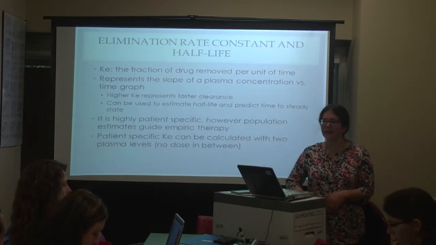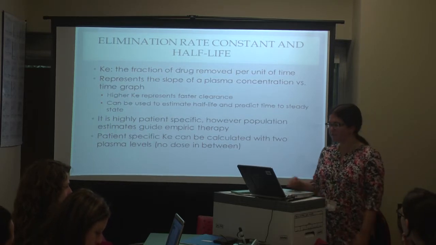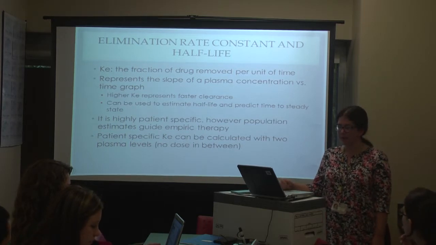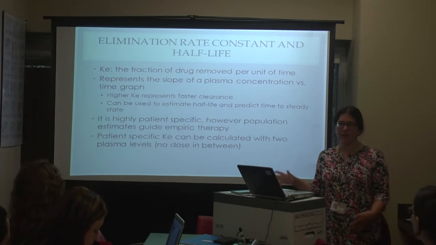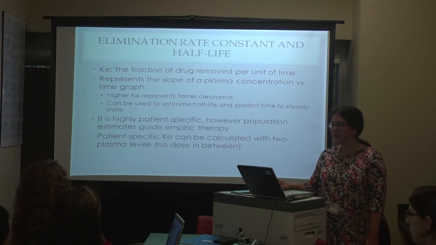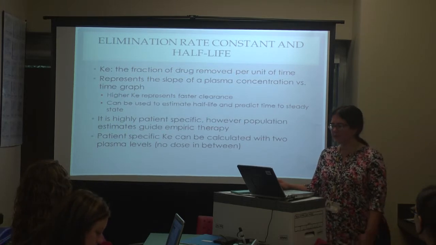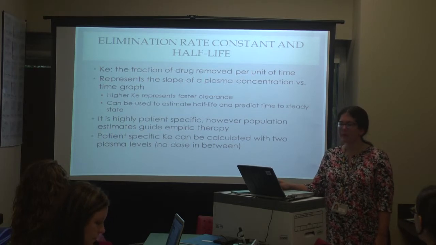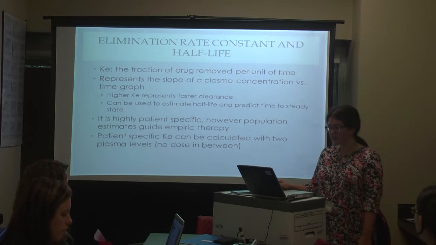The next pharmacokinetic parameter that we talk about is elimination rate constant and half-life. The Ke is the fraction of drug removed per unit of time. This represents the slope of a plasma concentration versus time graph. I'll show you that in a minute. A higher Ke represents faster clearance, and our Ke is used to then estimate our half-life. It's highly patient-specific. However, population parameters are going to guide our empiric therapy before we get levels.